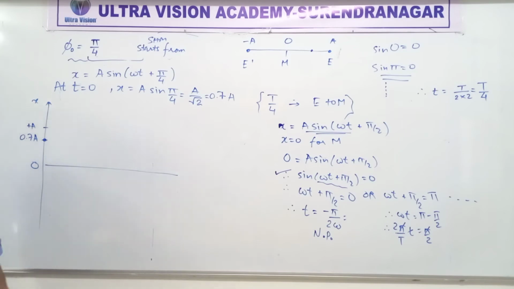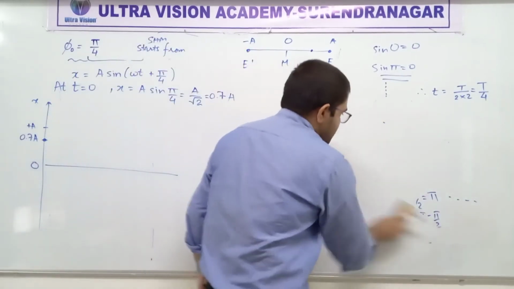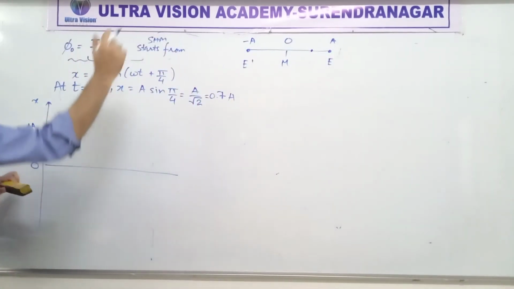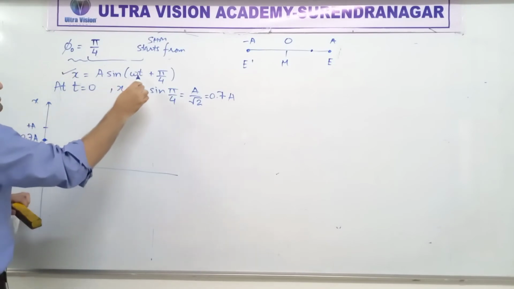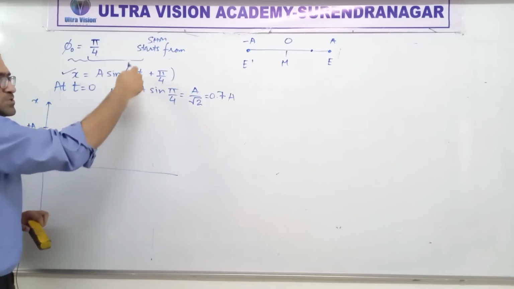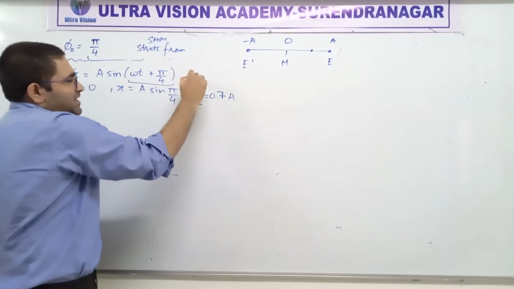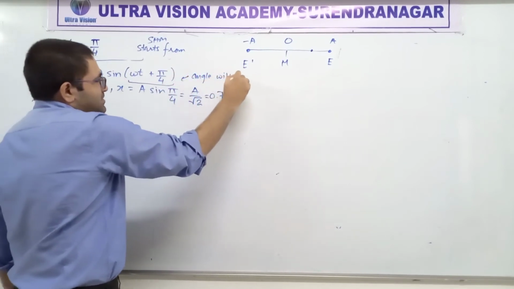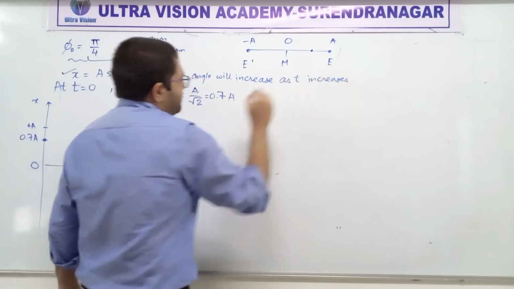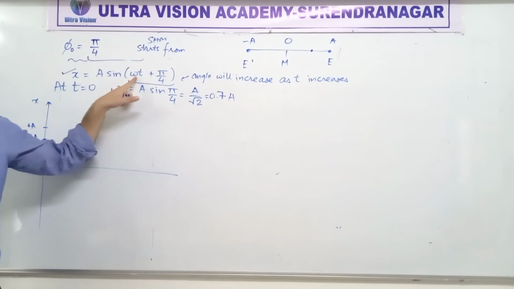Okay. Now, what next? Listen to this very carefully, everybody. Look at this equation. If we start increasing time, let's say t equal to 0, then t equal to 0.1, 0.2, 0.3, 0.4, like that, this angle will increase. Do you agree? This angle will increase as t increases, or as time passes. Did you understand what I have written over there? This angle will increase as time increases, right?